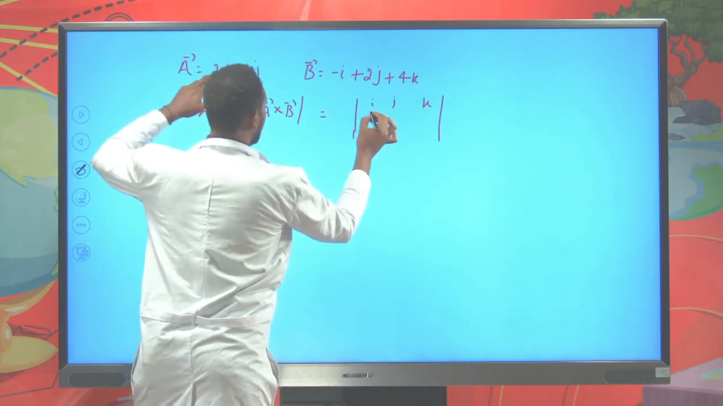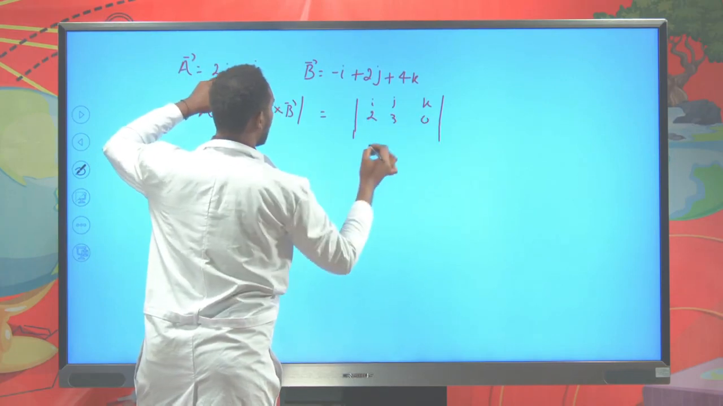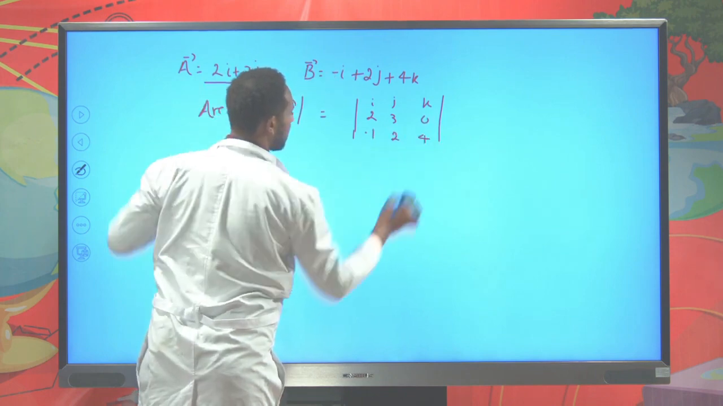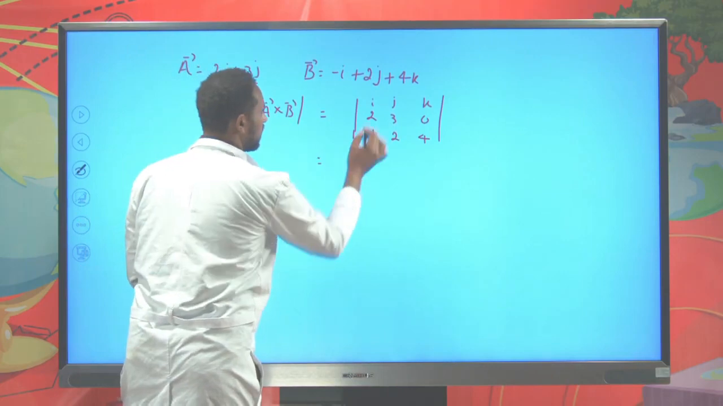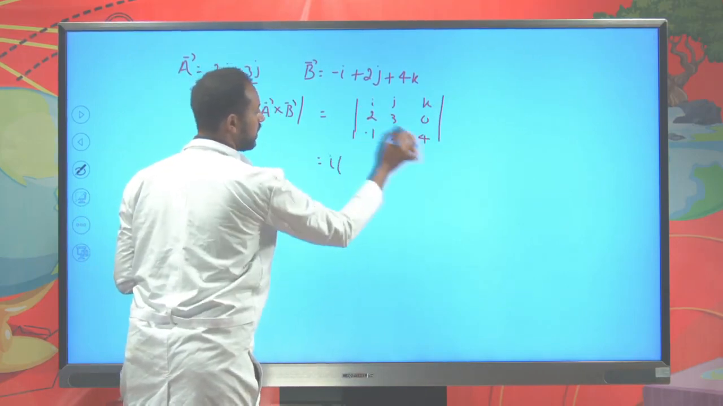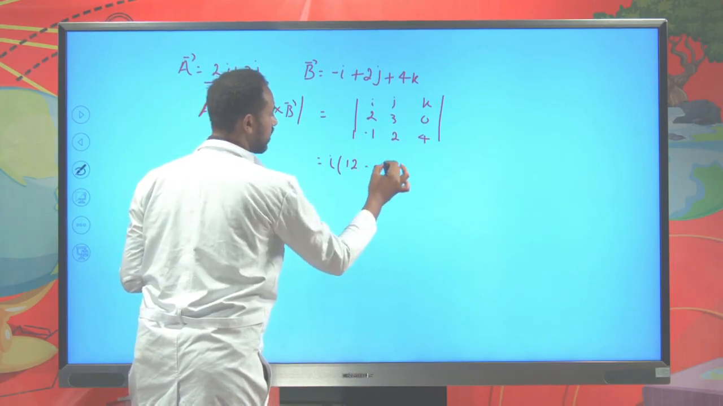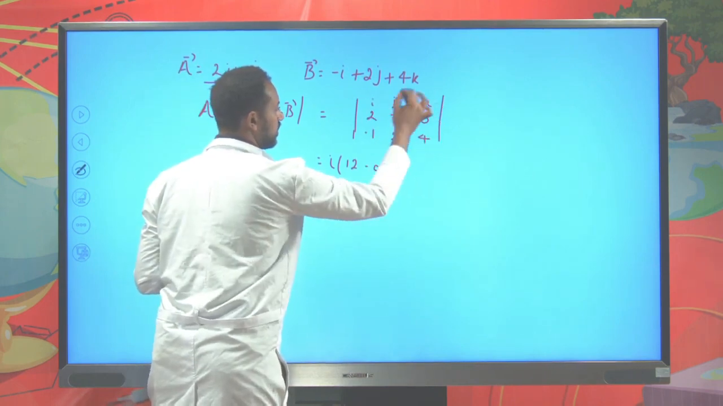Therefore, the component of i is 2, the component of j is 3, and the component of k is 0. Here you have minus 1, 2 and 4. Now you have to find this cross product. For i, you eliminate its row and column: 3 times 4 gives you 12, minus 2 times 0 is 0, plus, and then you eliminate the row and column again.